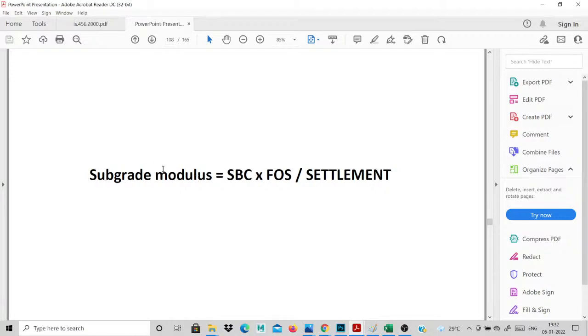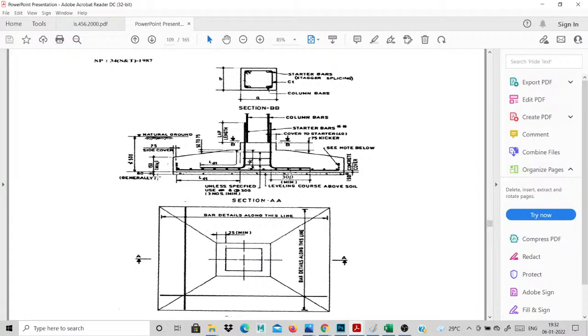Now it's clear how to calculate the subgrade modulus. ETABS type software will give the subgrade modulus. STAAD Pro will give only the SBC value. So that is the difference.